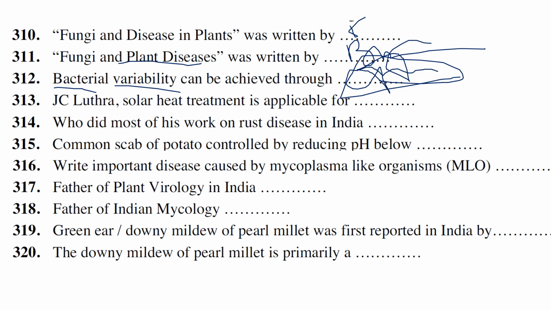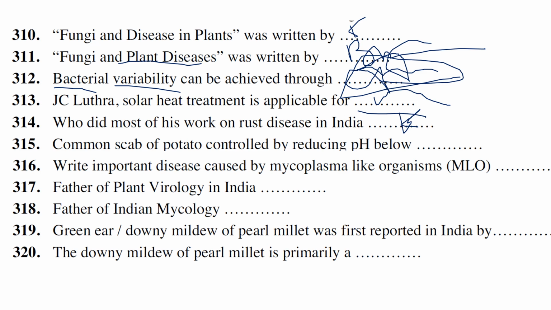J.C. Luthra: solar heat treatment is applicable for wheat loose smut, Ustilago nuda. Who did most of his work on rust disease in India? In India, there is a scientist called K.C. Mehta. He is also called the father of Indian rust. K.C. Mehta did a tremendous amount of work, especially on rust disease in India.